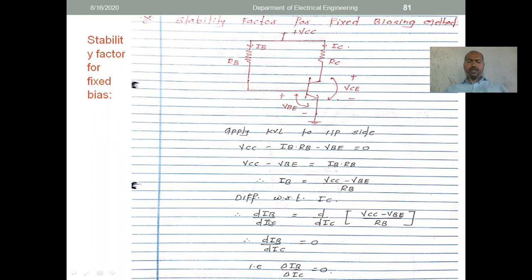We know that DIB by DIC equals 0. D indicates the rate of change of. The value of this resistance, as I already told you, is fixed. So whatever current is provided by this resistance is also fixed, so it does not have a rate of change. So it should be 0. No rate of change indicates that DIB by DIC equals 0.